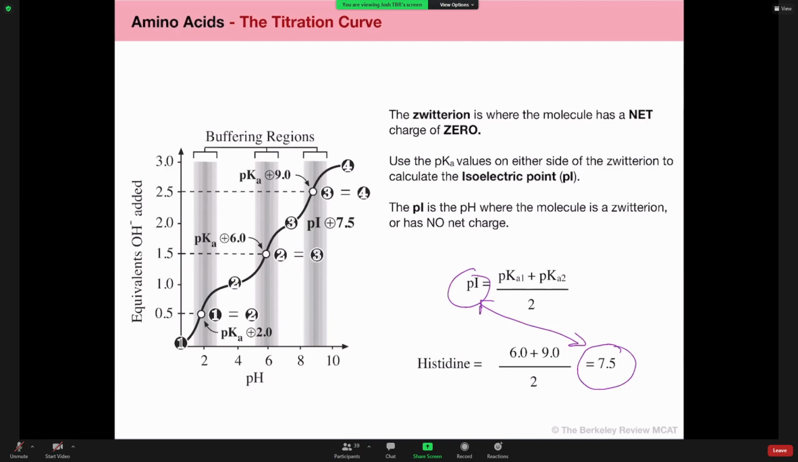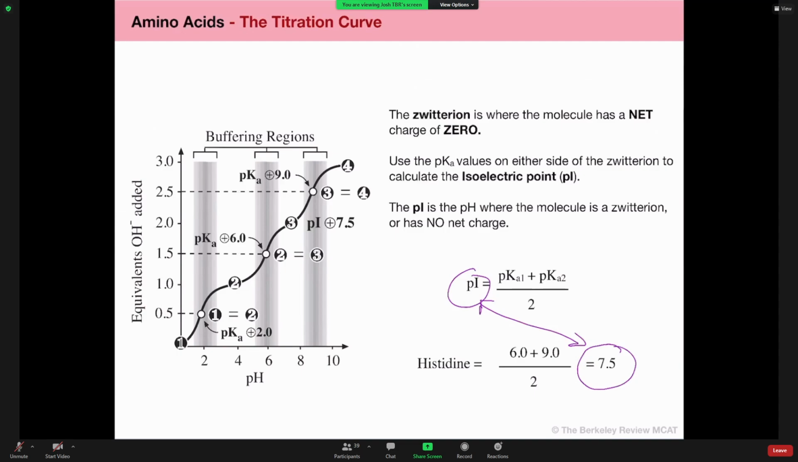And someone says, I thought we used pKa2 and pKa3. Okay, so try not to do pKa2 and pKa3. You have to do the pKa's. This might be confusing, this one right here. You do the pKa's that are on either side of the Zwitter ion here, okay? All right. Does that make sense?